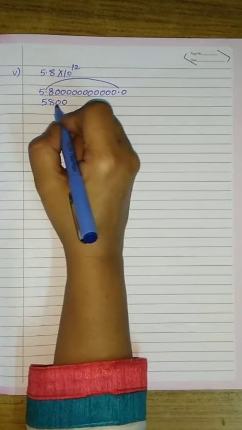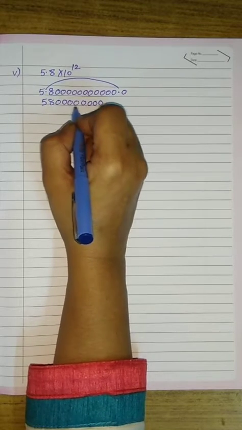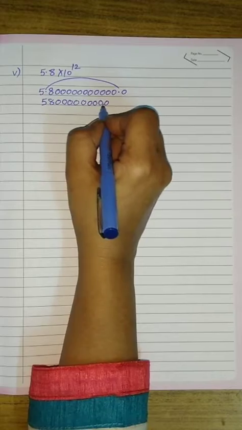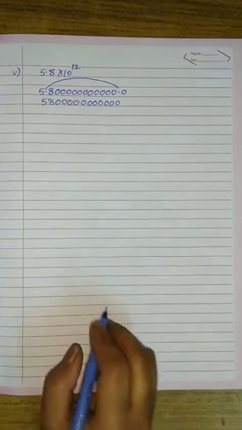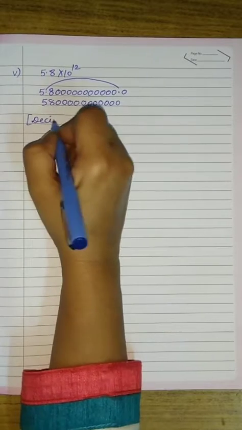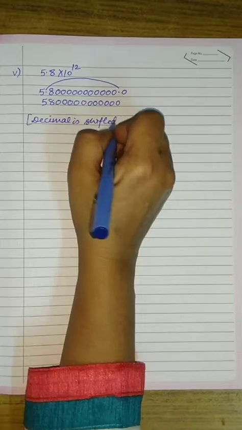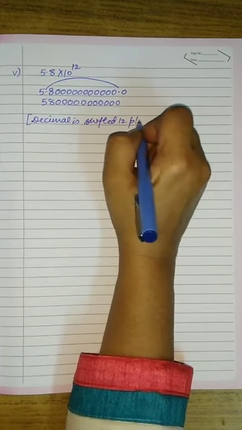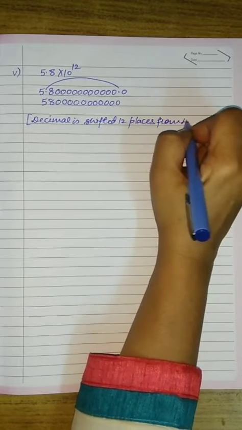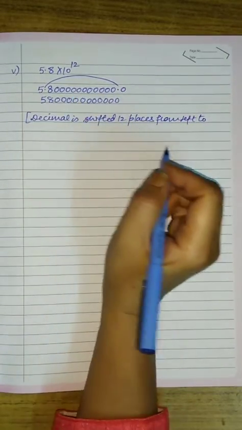So it will be written as 58, then after 8 I have 11 zeros. So I will write that decimal is shifted 12 places from left to right, and I have done this because the exponent was positive.